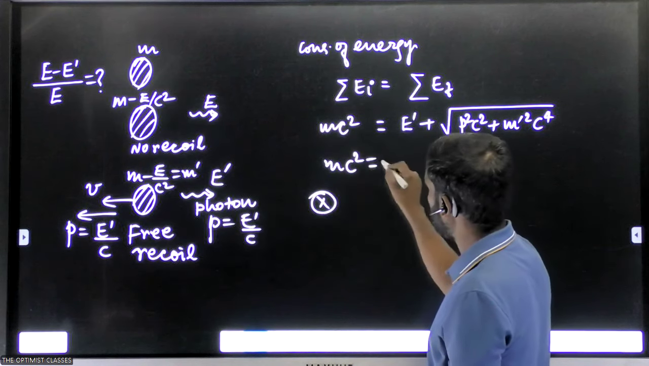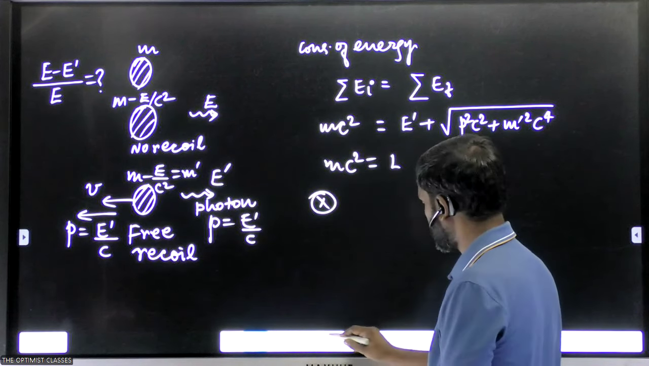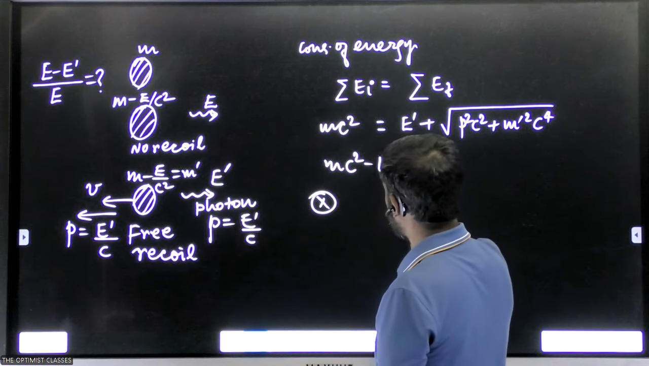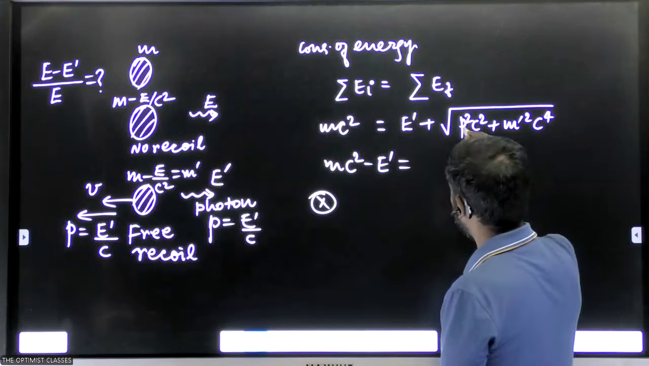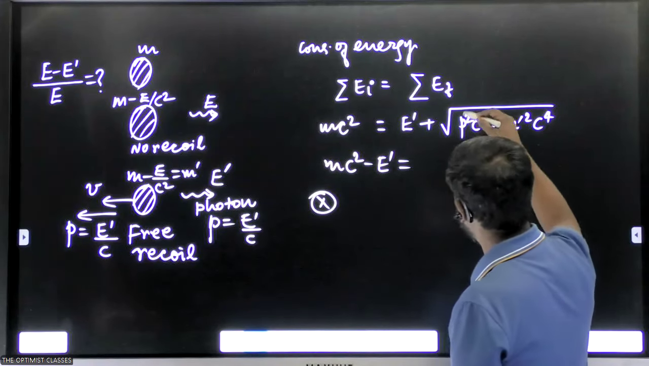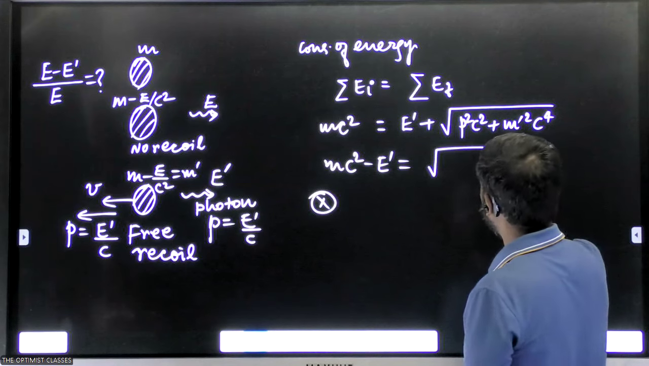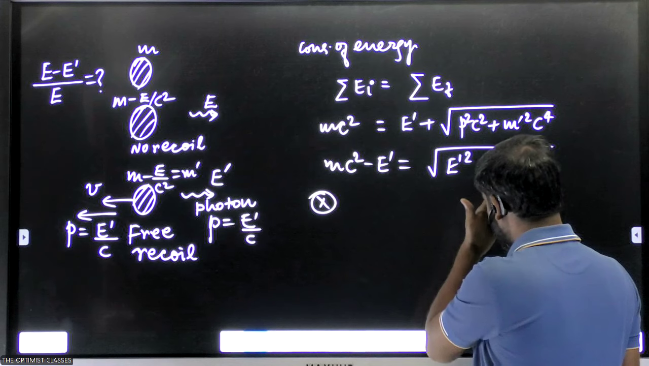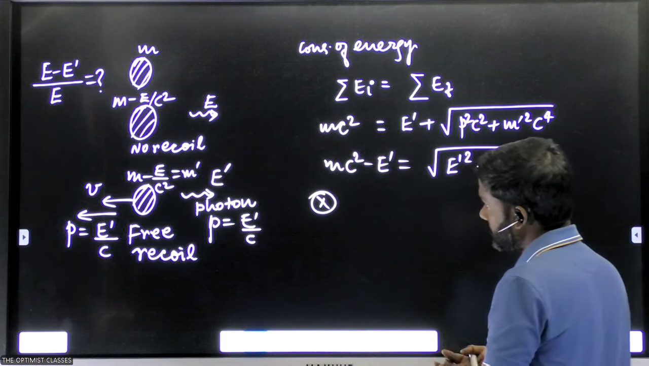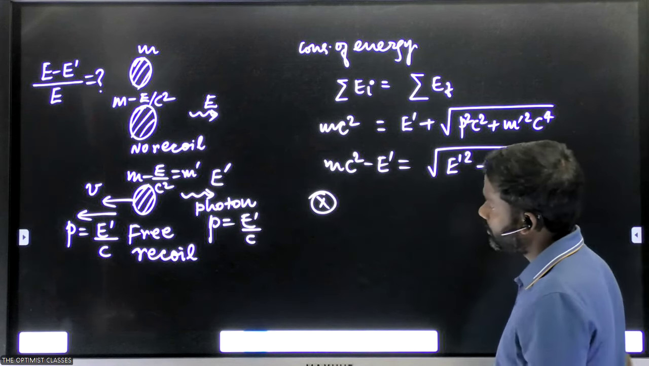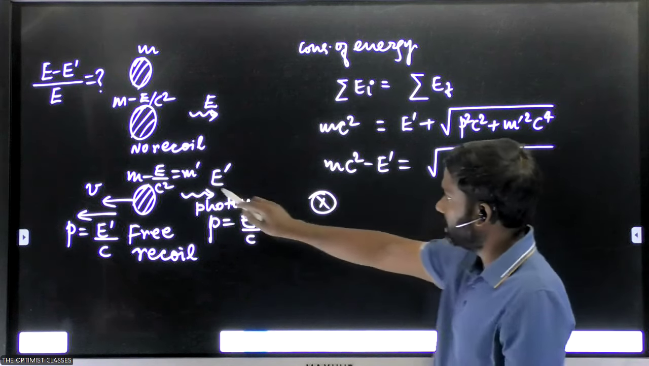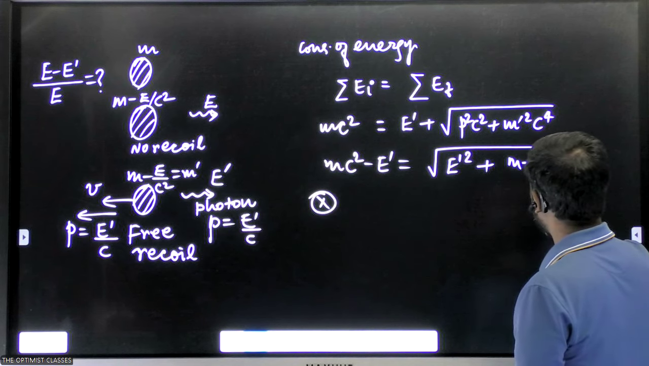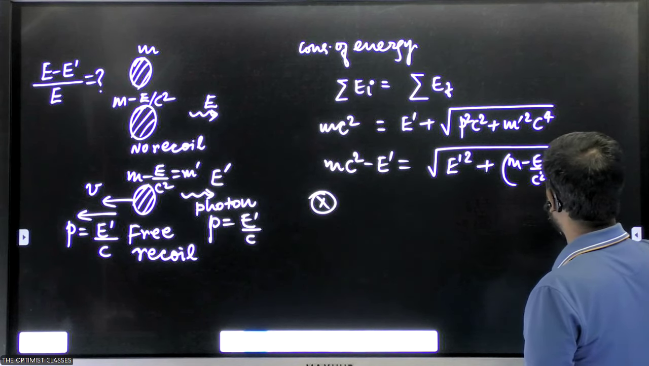mc square is equal to, this is E, या इसको ऐसे लिख देते हैं, let us write it like this. Take it to the left side. Okay, so this becomes mc square minus E primed is equal to, let's put the value of p here. So it will become E primed square by c square. So therefore we get here E primed square और plus, ठीक है, m primed square here, ठीक है ना। तो m primed का वैल्यू हम लोग इसमें यहाँ से पुट कर देंगे, this is equal to m minus E divided by c square whole square, and here we get c power 4.